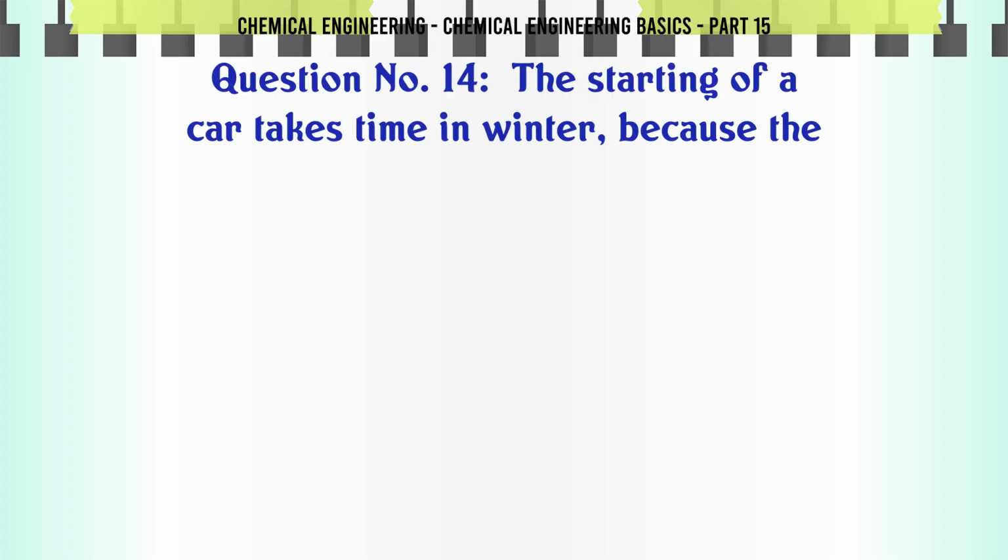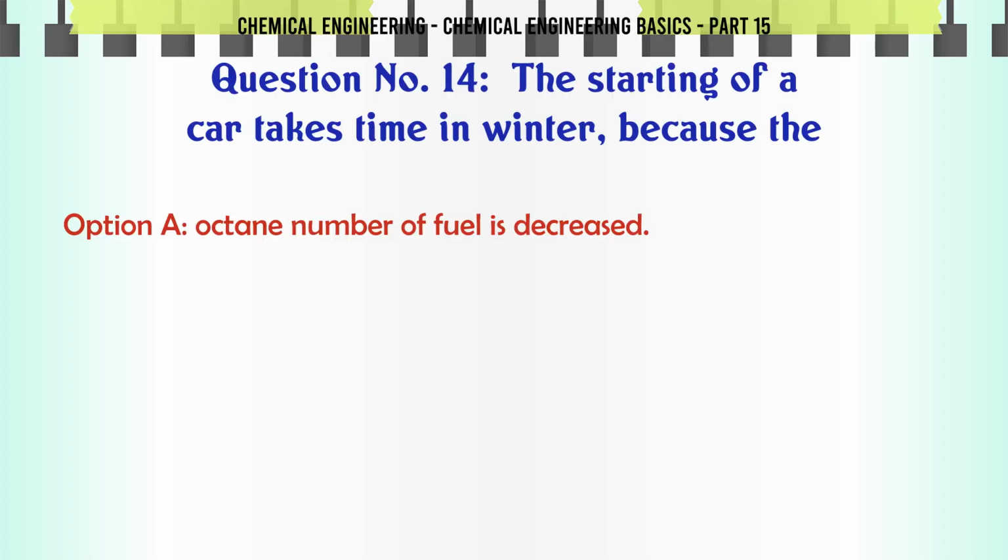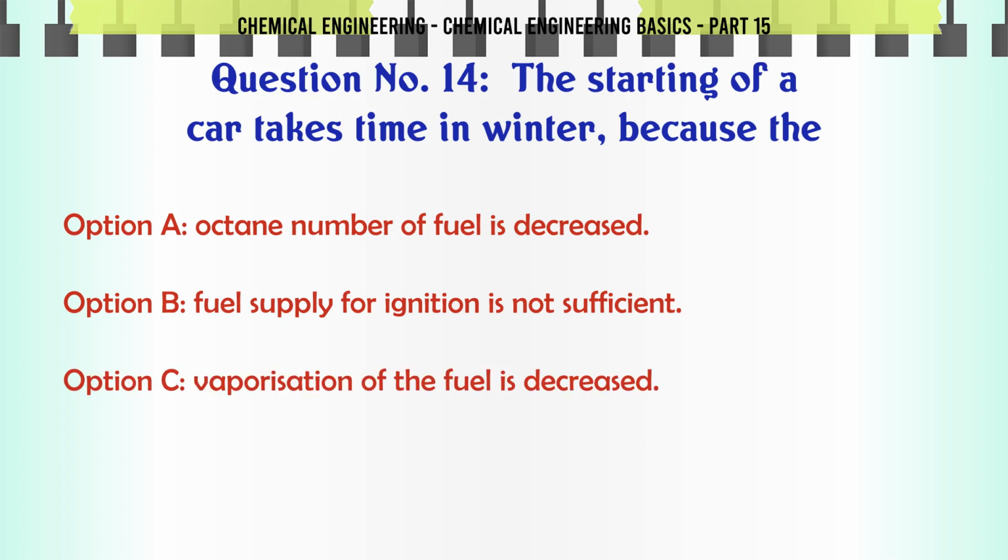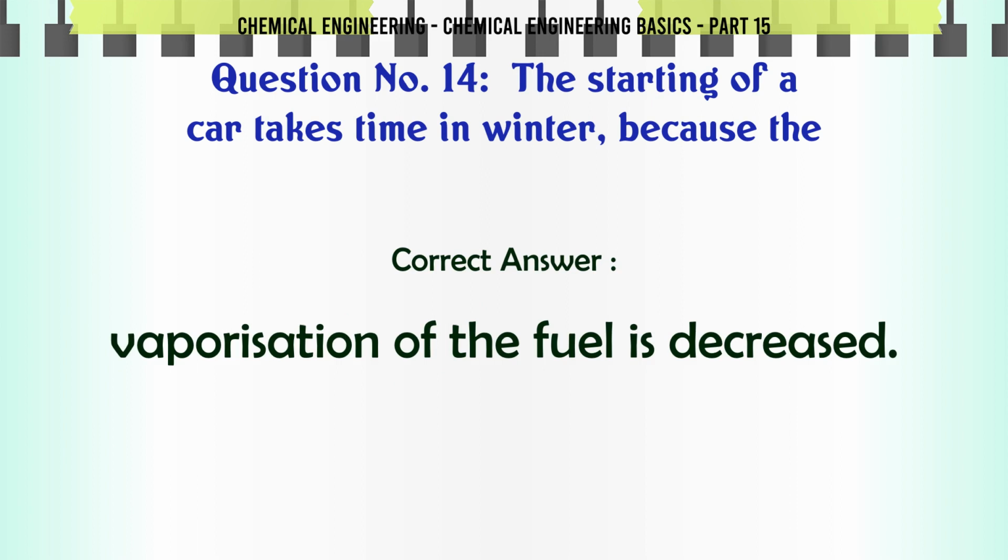The starting of a car takes time in winter because the A. Octane number of fuel is decreased. B. Fuel supply for ignition is not sufficient. C. Vaporization of the fuel is decreased. D. Pour point of fuel decreases. The correct answer is vaporization of the fuel is decreased.